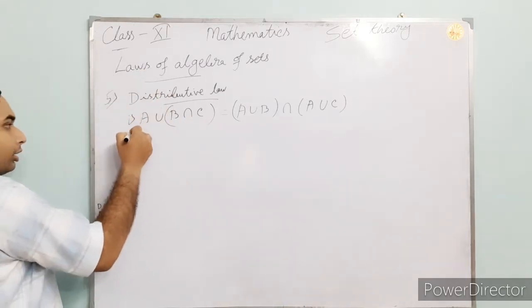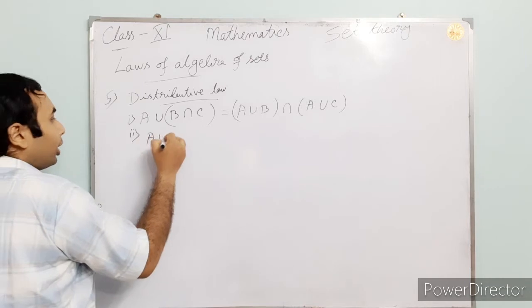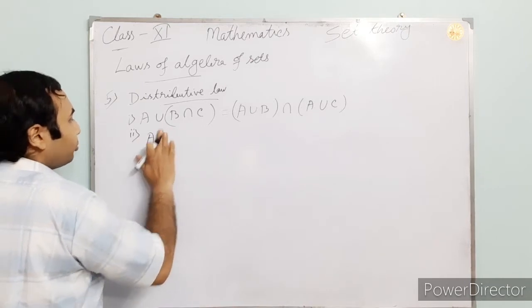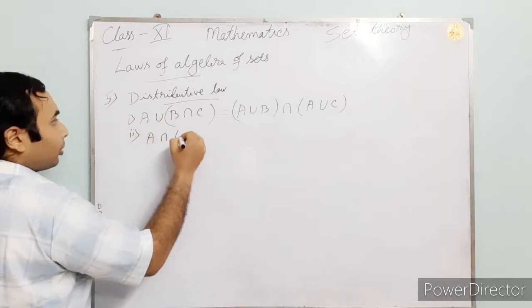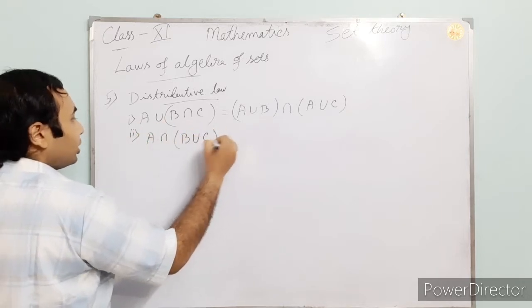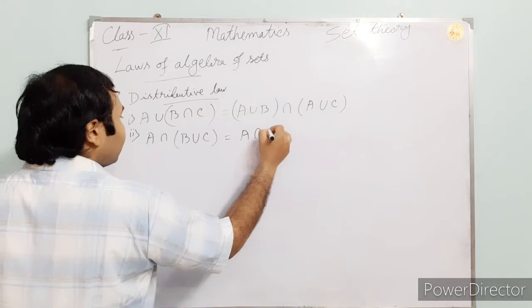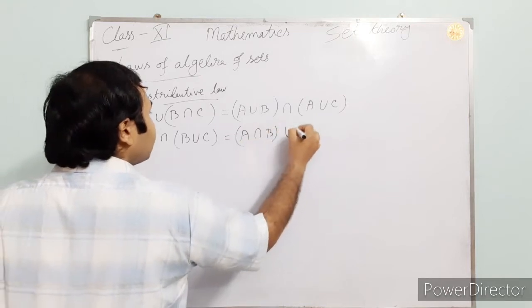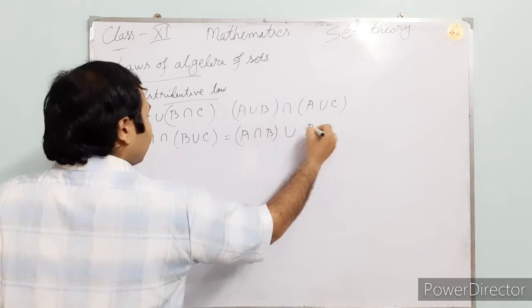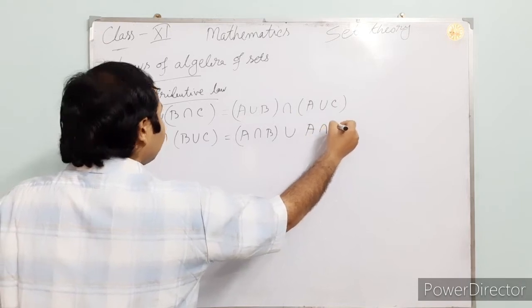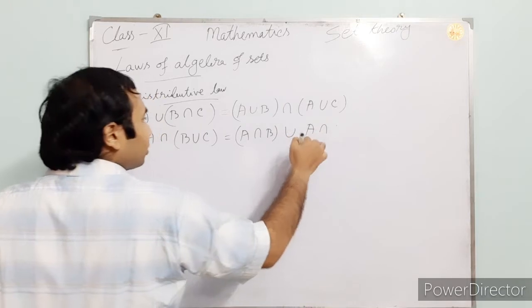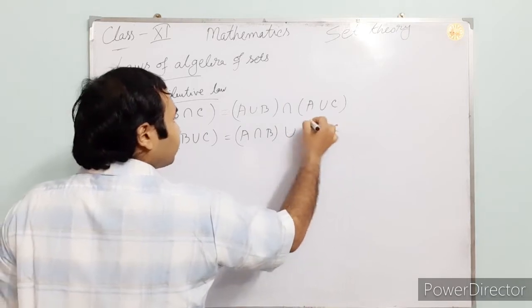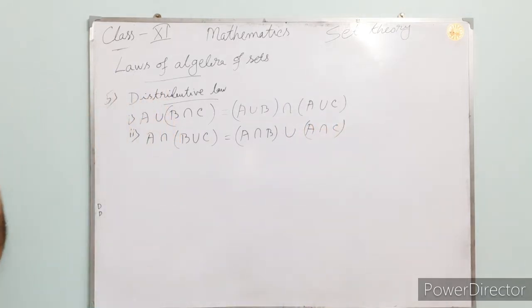Another law is there, that is, A intersection (B union C) equals (A intersection B) union (A intersection C). In the same law, actually, here the intersection is being distributed over the union. So this is the distributive law.